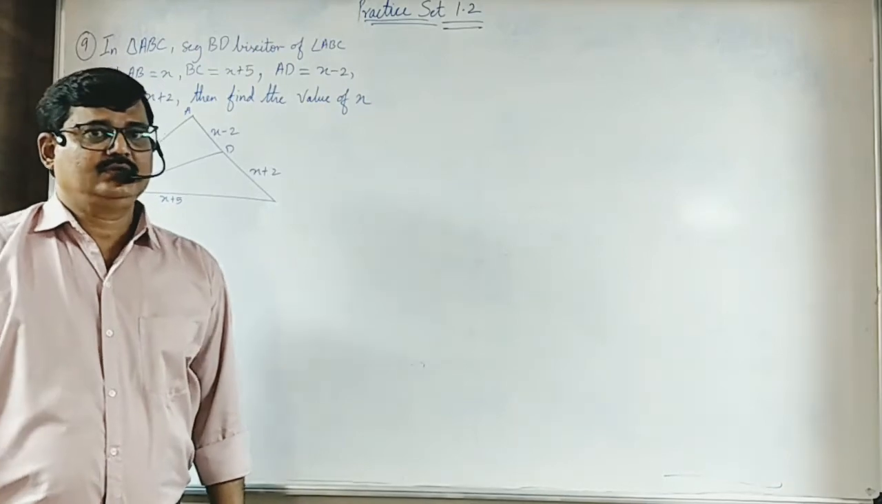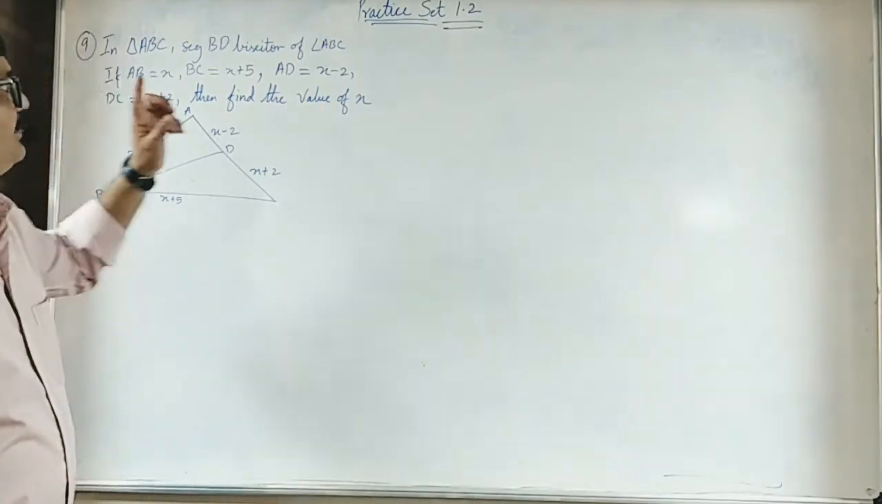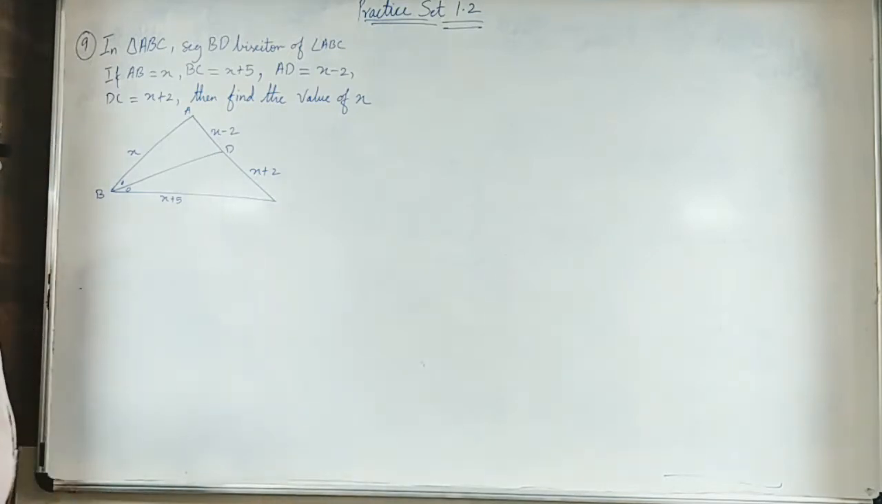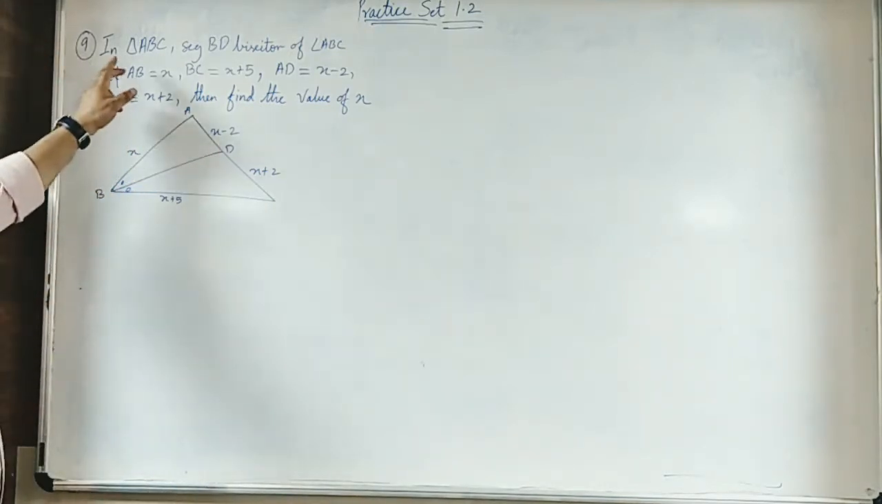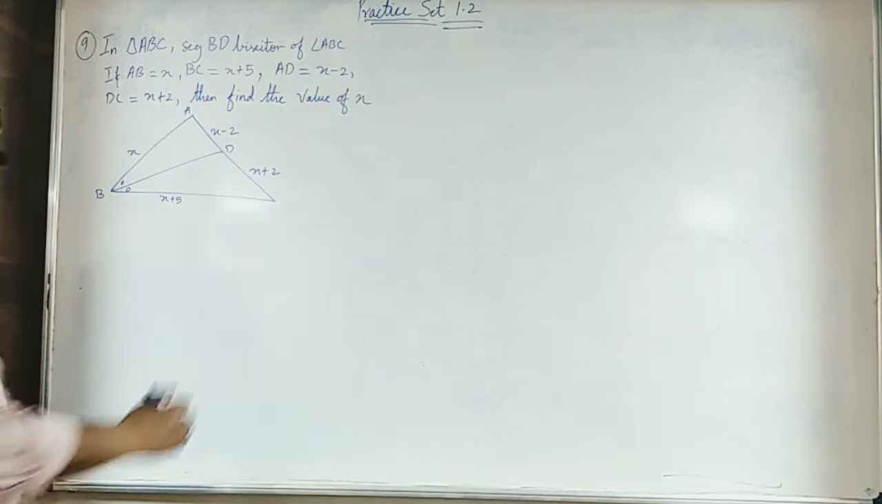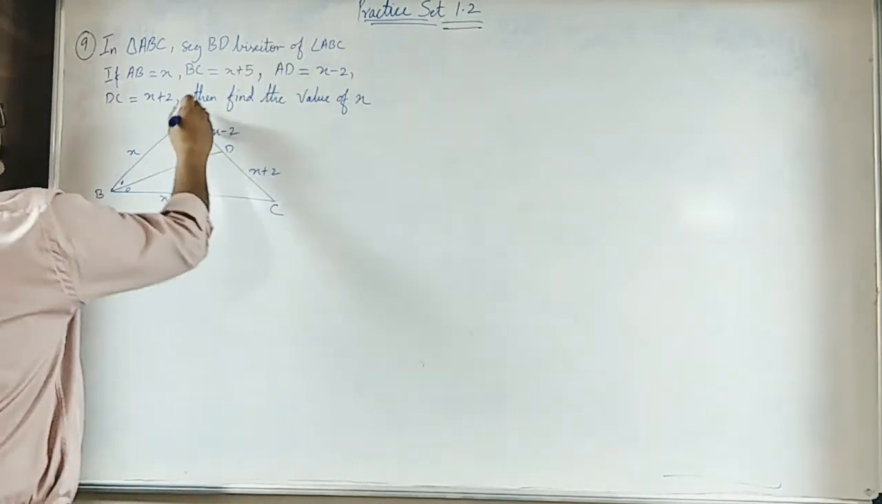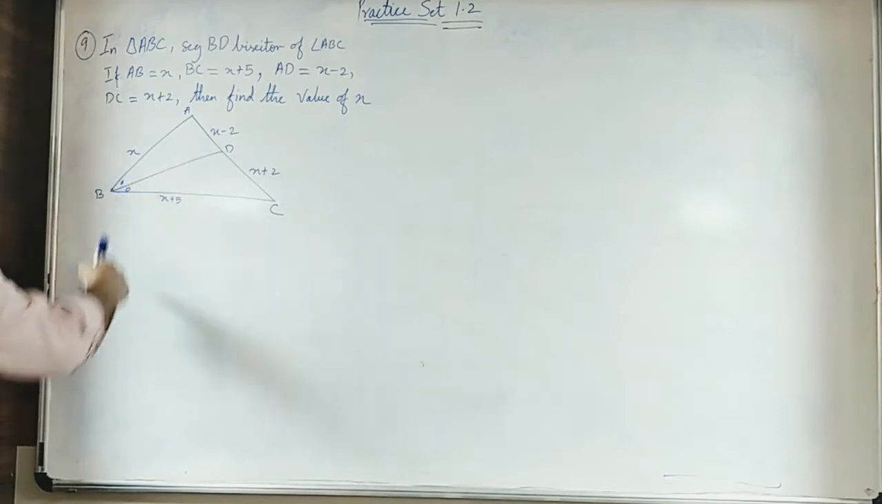Okay students, now let's go for your exercise, practice set 1.2, question number 9. Now question number 9, again the same thing, same sum. You have a triangle ABC. Check it out, the triangle ABC. You have BD is the bisector of angle ABC. Can you see this? BD is the bisector of angle ABC.